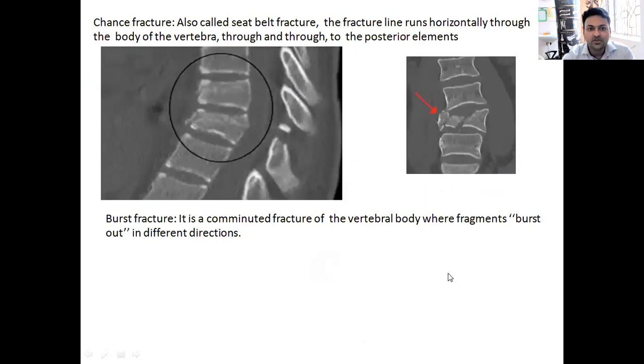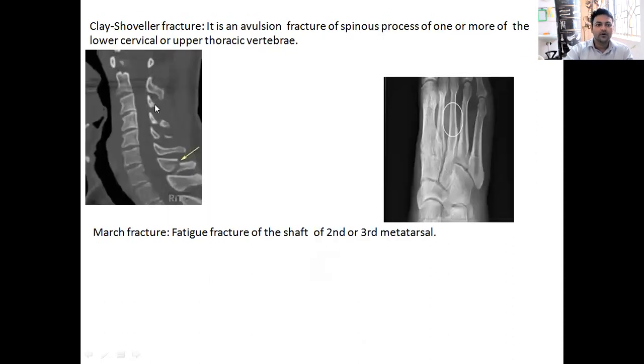A Chance fracture, also called a seatbelt fracture, the fracture line runs horizontally through the body of the vertebra and through to the posterior elements. A burst fracture is a comminuted fracture of the vertebral body where the fragments burst out in different directions. Clay-Shoveler's fracture is an avulsion fracture of the spinous process of one or more of the lower cervical and upper thoracic vertebrae. March fracture is the fatigue fracture or the stress fracture of the shaft of the second and third metatarsal.